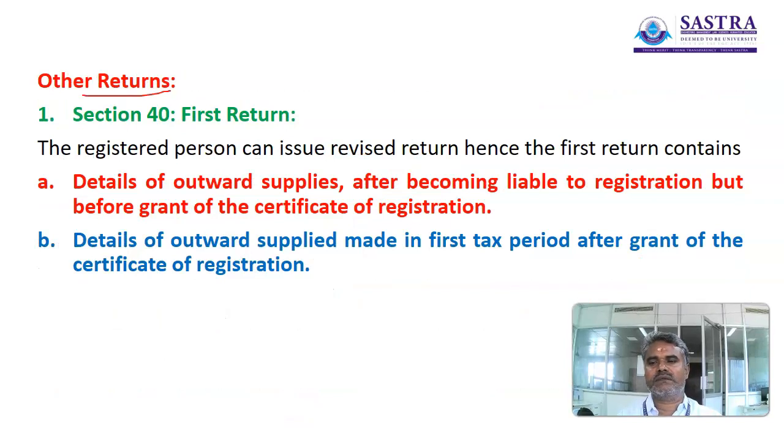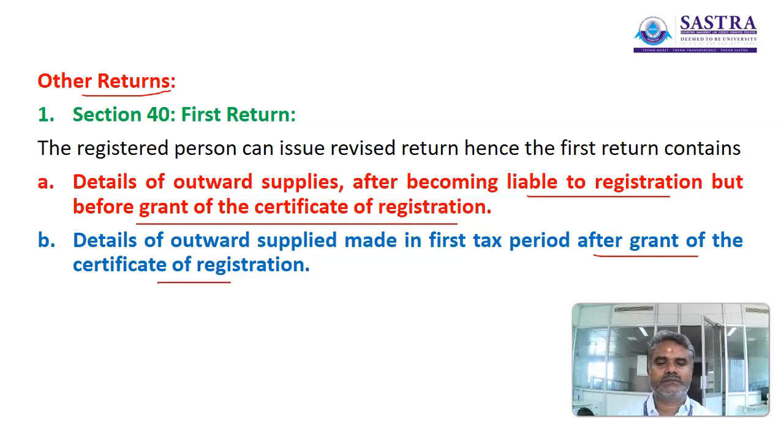Other returns. Number 1, section 40, first return. The registered person can issue a revised return, hence the first return contains details of outward supply after becoming liable to registration but before grant of the certificate of registration. Details of outward supplies made in the first tax period after grant of the certificate of registration. So, this is the first return. This is very important because you are going to intimate about your business to the government. Okay. So, the first return is very important. You have to file the first return very carefully.